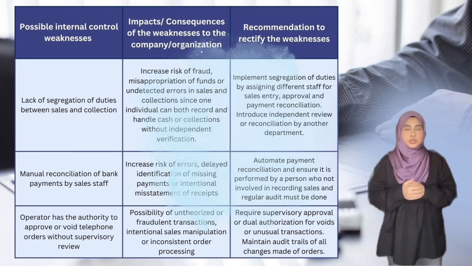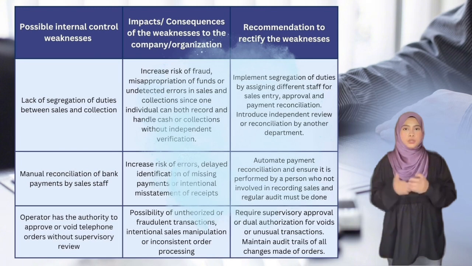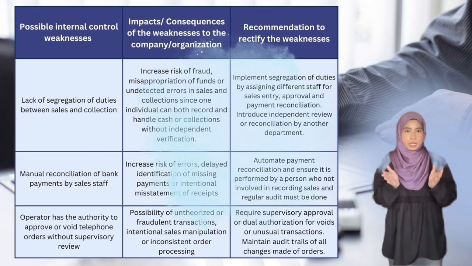Lastly, the third issue is the operator has the authority to approve or void telephone orders without any supervisory review. This weakness will open the door to unauthorized or fraudulent transactions, manipulation of sales data, or inconsistent order processing. To solve this, the organization should implement a system where supervisory approval is required for voids or any unusual transactions. It is also essential to maintain audit trails to track all changes made to orders for future reference and accountability.